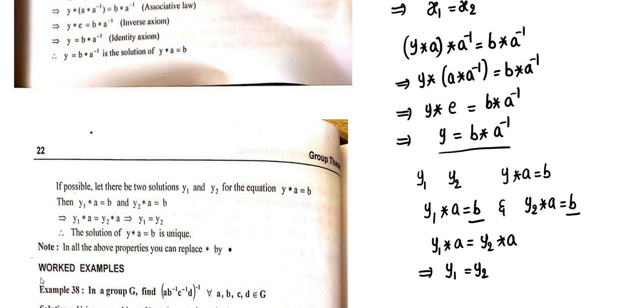So here we took two different solutions: y1 is a solution for this equation, and y2 is also a solution for this equation. At the end, we proved that these two solutions are equal. That means the solution for y * a = b is unique, and that solution is y = b * a inverse.